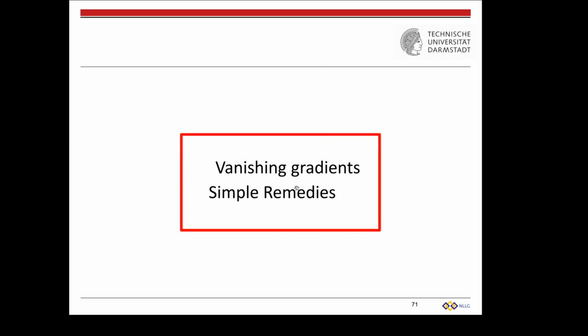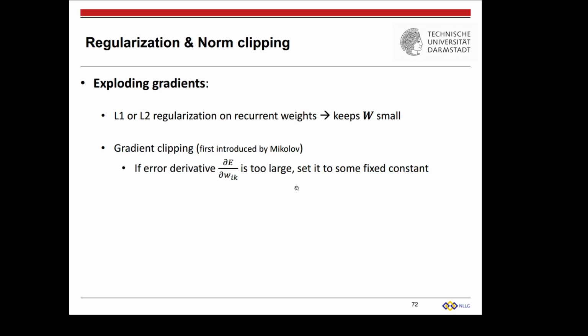So first we look into very simple remedies, like what can we do to address vanishing gradients? So first one is we take L1 or L2 regularization on the recurrent weights. So if we do regularization, that means we want our solution to be small, right? So that was the idea of regularization: keep most W at 0 to get a solution that generalizes, right? So in this way, we can address the exploding gradients quite naturally, right? Because there we wanted to keep W small, so the gradients are not exploding.